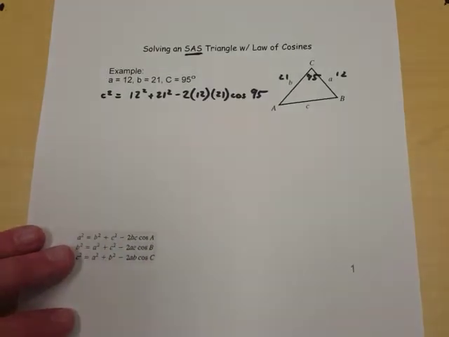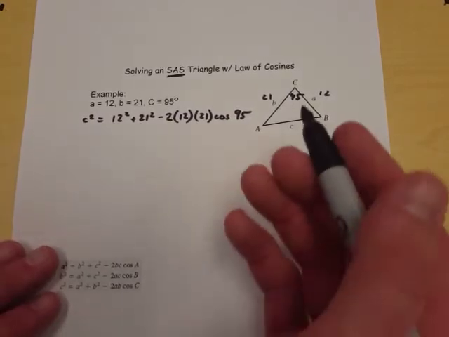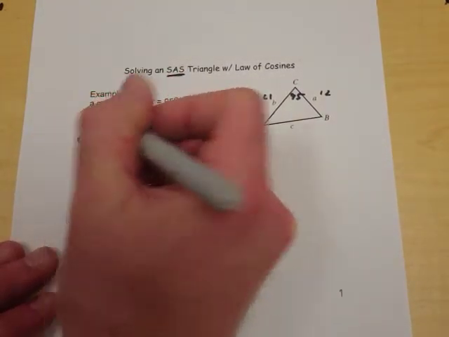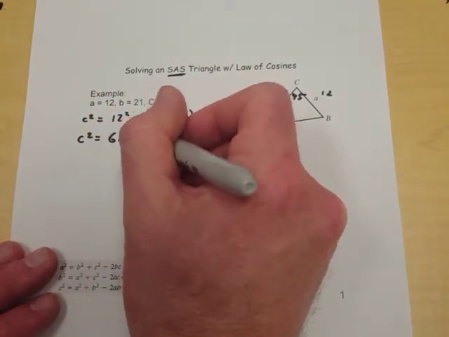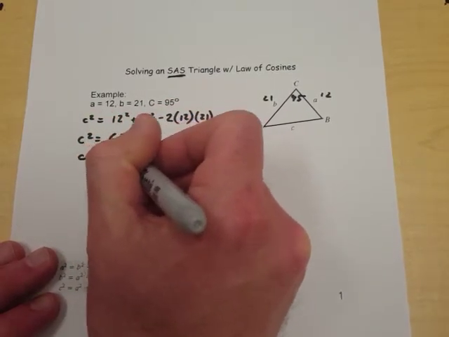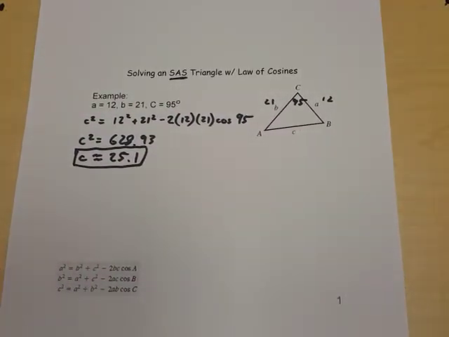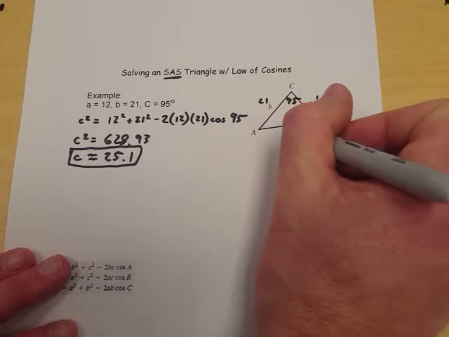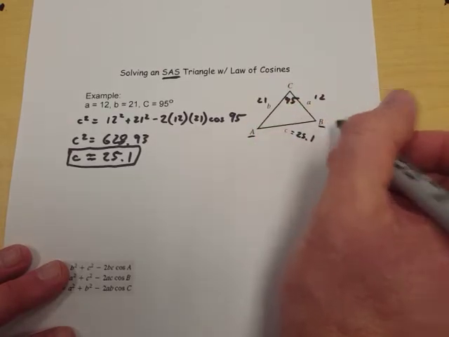Now, all the numbers are on the right-hand side, so we really can just punch this all into the calculator and see what it comes up with. In this case, c squared would end up being about 628.93. If you square root that, c then is about 25.1. We don't need to worry about pluses and minuses because with working with these triangles, we're always going to have positive quantities. So that's going to be part one. I found little c, so that's 25.1. That's good. Now we're just left to find angles A and B.